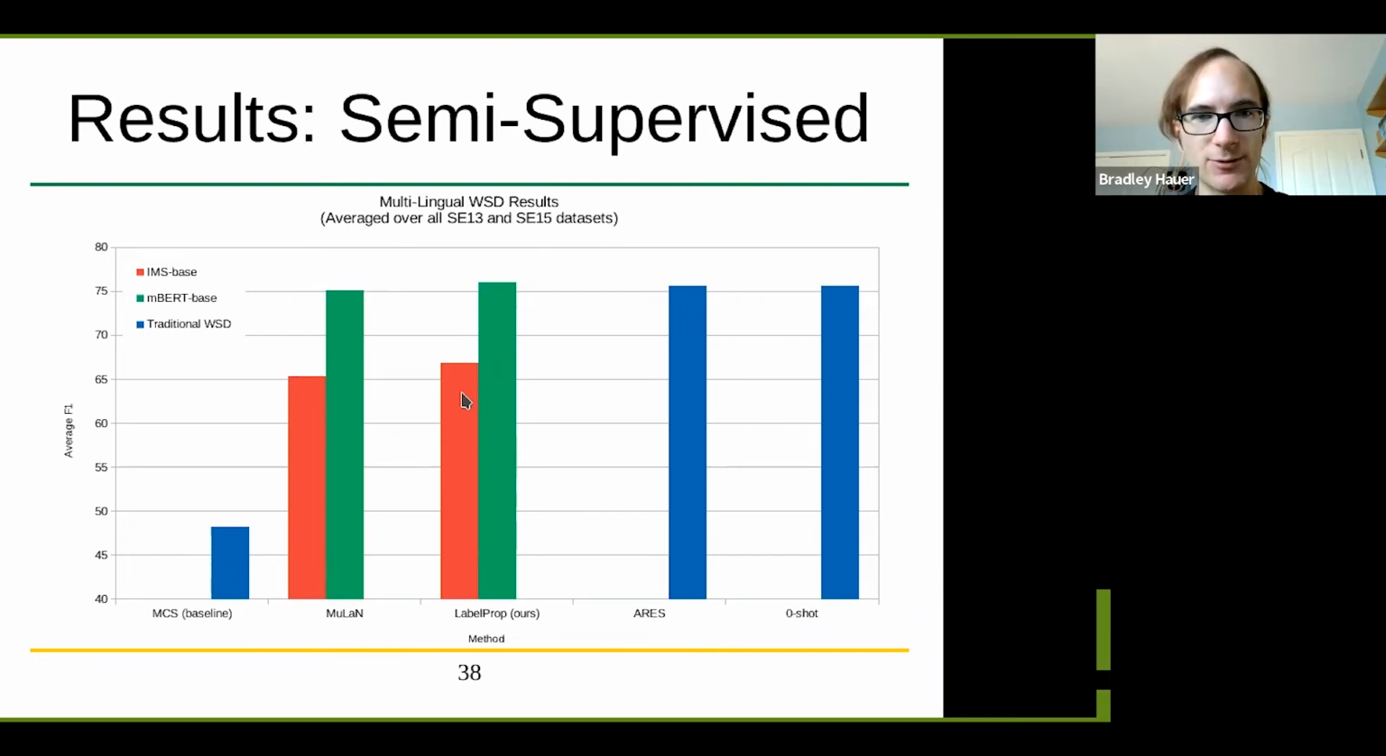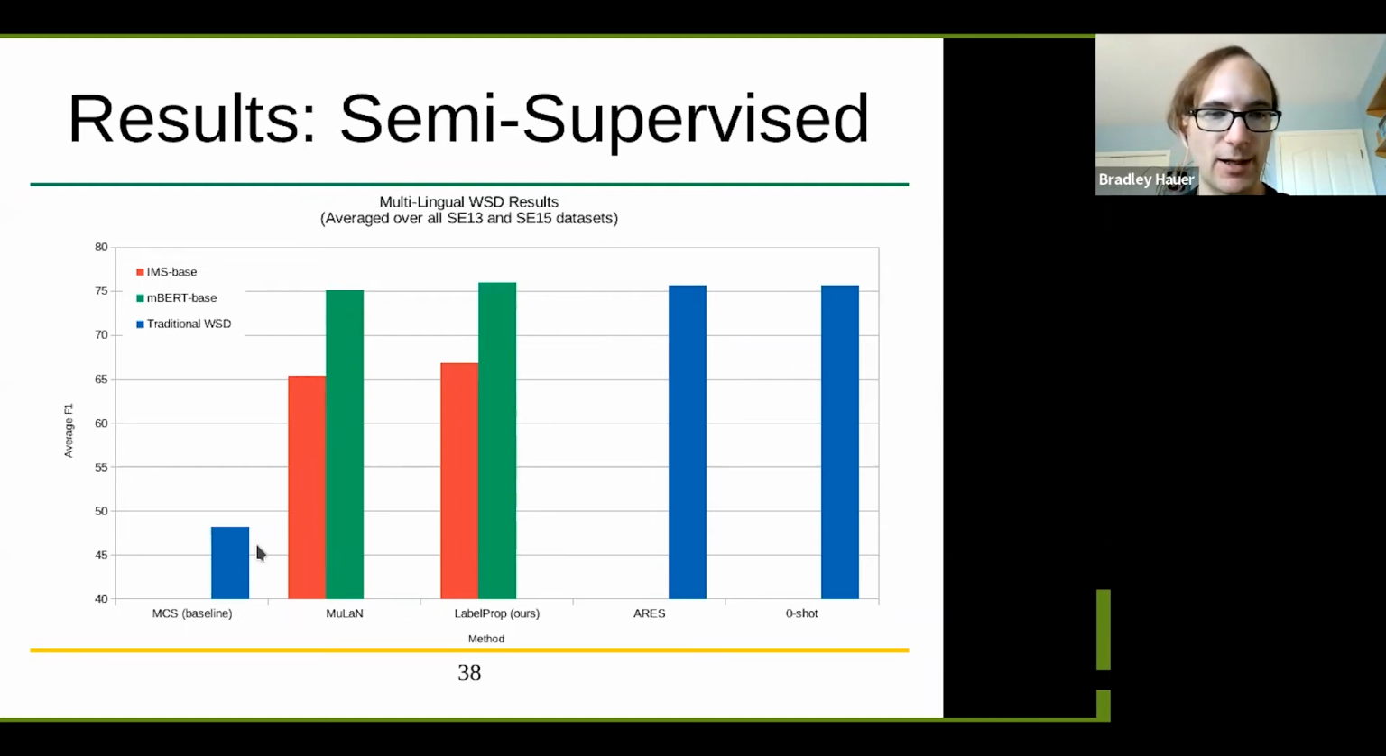You can see here, just looking at the red bars, when we train IMS on the data produced by our semi-supervised method, label prop, the result is better performance. IMS actually does better than when you train it on the Mulan data. And likewise, when you fine-tune MBERT using the corpus produced by label prop, you get better results than when you fine-tune MBERT on the data that Mulan produces.